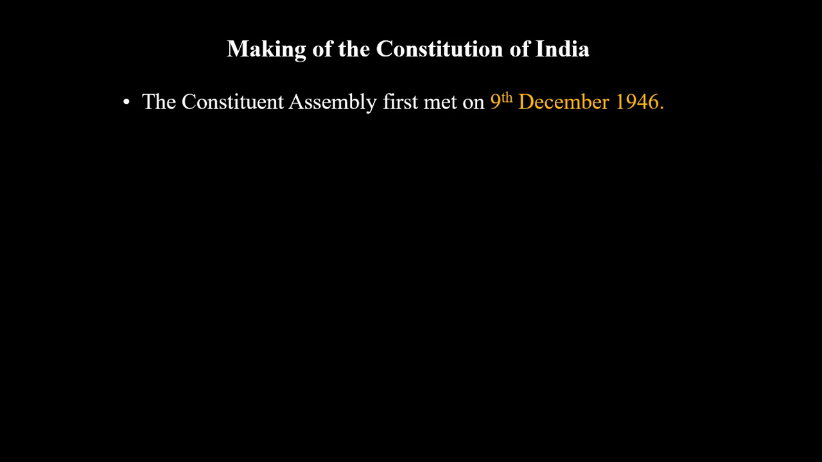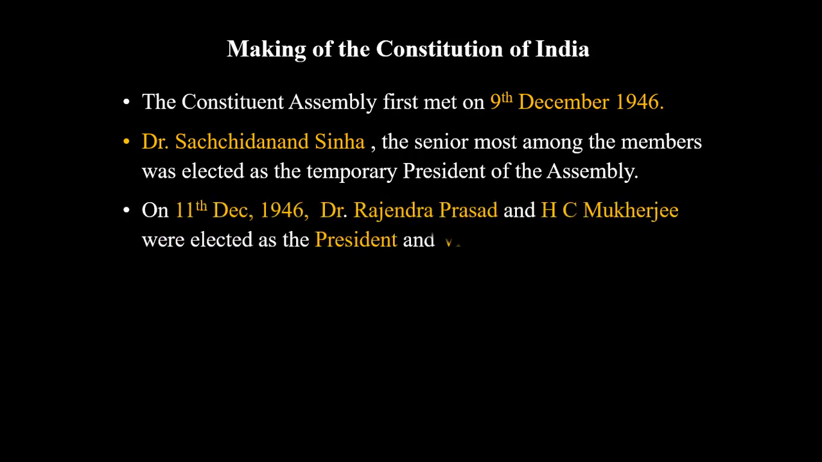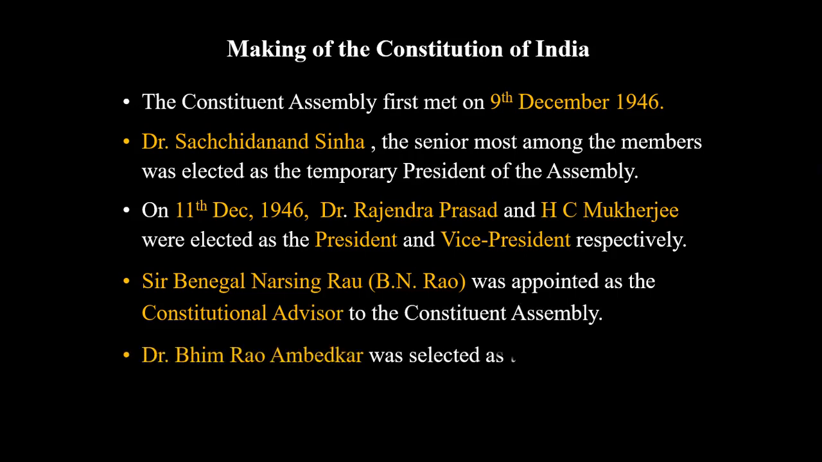On its inaugural session, Dr. Sachidanand Sinha, who was the senior most among the members, was chosen to preside over the meeting. Later on, 11 December 1946, Dr. Rajendra Prasad was elected as the president and Harendra Kumar Mukherjee was elected as the vice president of the Constituent Assembly. B.N. Rao was appointed as the constitutional advisor to the Assembly. Dr. Bhimrao Ambedkar was selected as the chairman of the drafting committee.